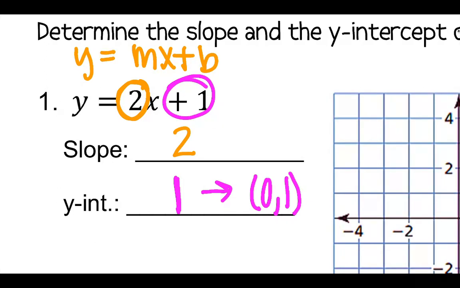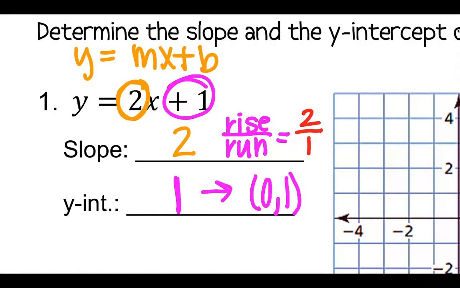Now, slope is always rise over run. So what's a way I could turn 2 into a fraction for rise over run? Keeping it 2, but making it into a fraction. What about 2 over 1? 2 divided by 1 would simplify to 2. So anytime you have whole numbers and you're trying to find slope and do rise over run, if you put it over 1, it will make it into a fraction.